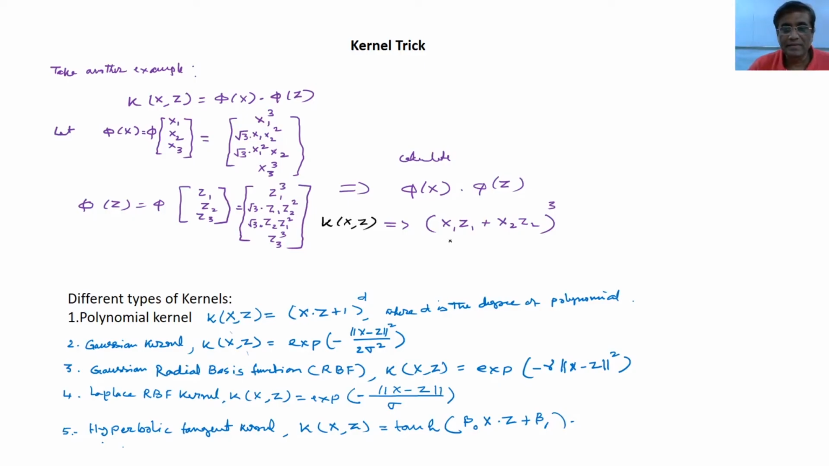Using the kernel trick, this is nothing but the cubic polynomial. So in the original domain, you are just doing this: x1 z1 plus x2 z2, whole cubed. Similarly, you can make any ugly mapping function of your choice, and I will be able to reduce it to a simple trick of the polynomial kernel. Okay, so this is called the trick.